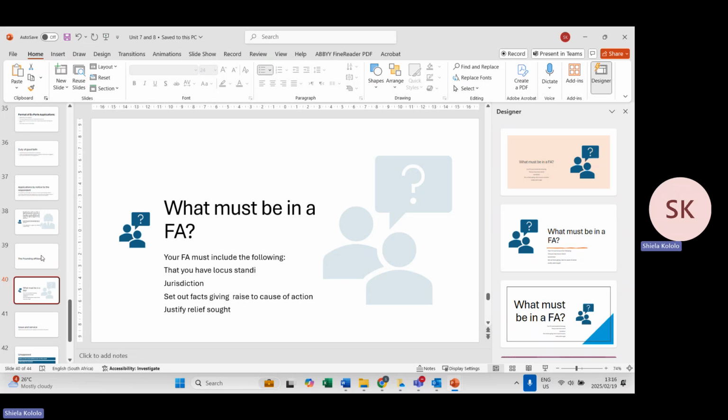You are basically going to have to explain to the court, this is the relief that I want and why do I want it. So that's what you must make sure of whenever you draft your founding affidavit: that you are able to tick these four elements.